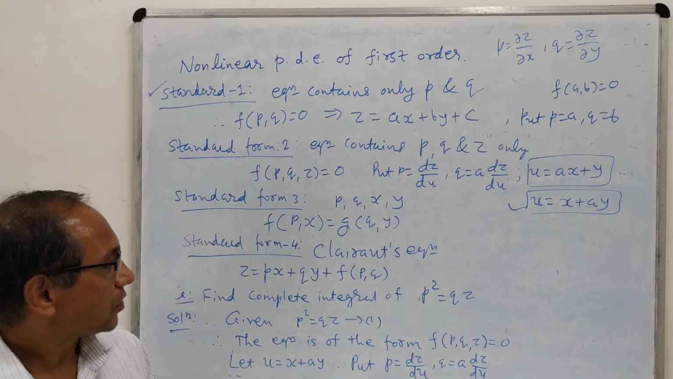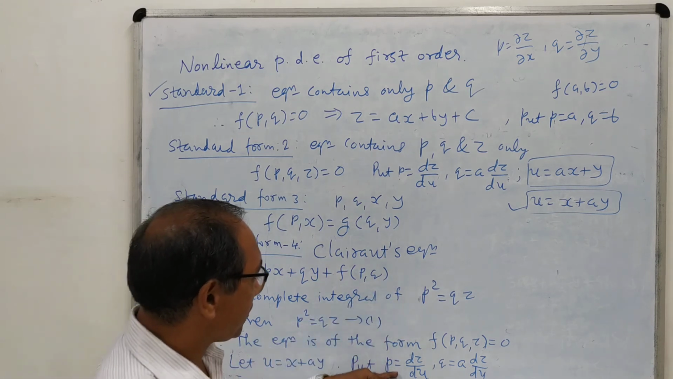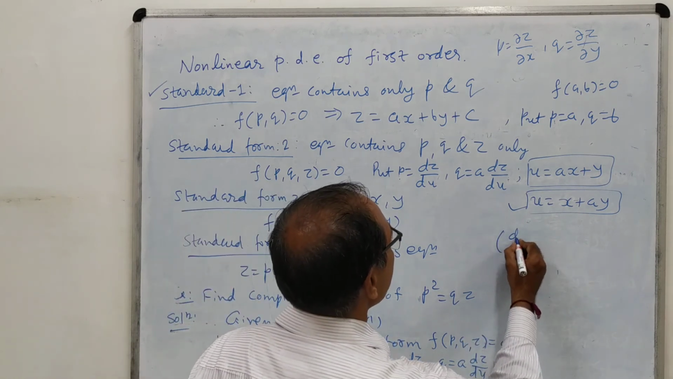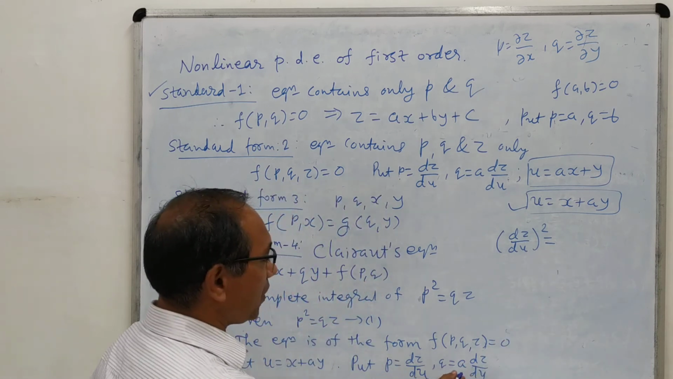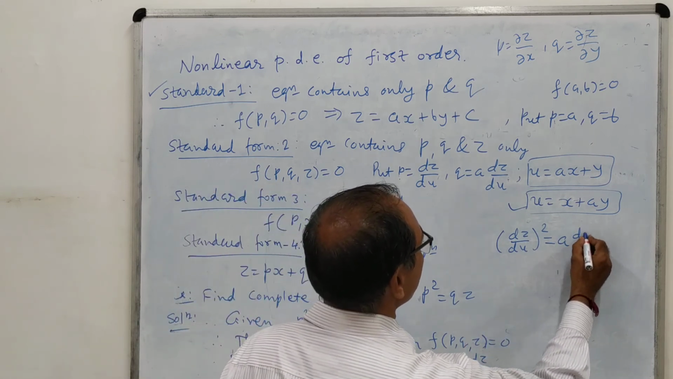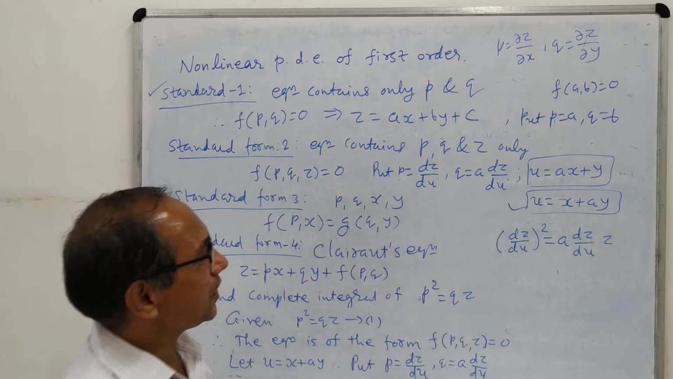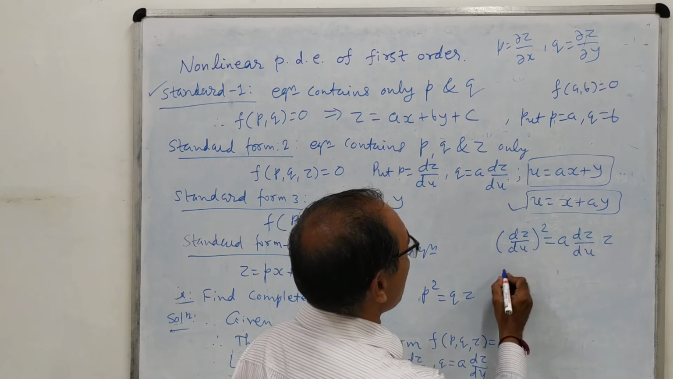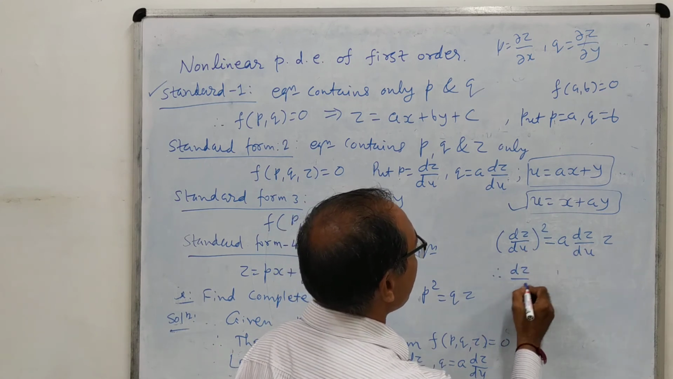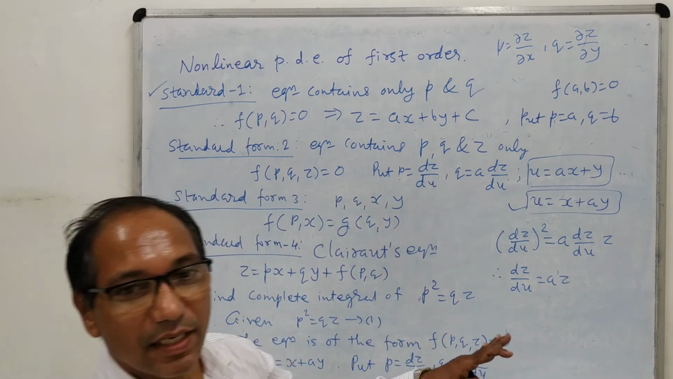Okay, now if we substitute these values in this equation, then we will get p square, that means dz by du whole square, equal to q, which is a into dz by du, into z. So this equation we have obtained. Now one dz by du will be cancelled from both sides. Therefore we will get dz by du equal to a into z, and you can see that this is an ordinary differential equation.